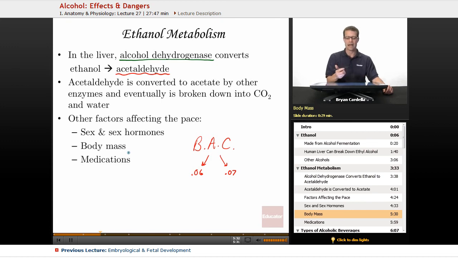Body mass. If me and someone who weighs twice as much as me sat down and drank the same amount of alcohol over the same amount of time, I'm going to have a higher BAC. My liver is smaller. I have probably less blood in my body than that person. So that, of course, has an impact too. Someone who is significantly larger is going to probably have a lower blood alcohol concentration. And medications can get in the way of the liver effectively breaking it down at the pace that it normally does.